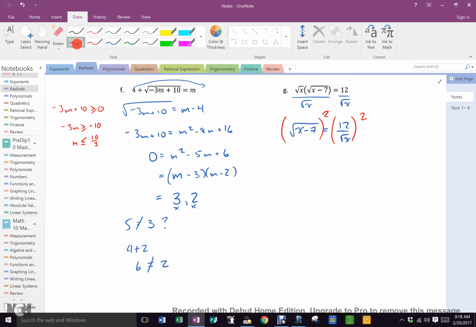What do I get on the left side now? X minus 7. What do I have on the right side? Ooh. 144 over x. Everyone's okay, yeah? Now what would you do with that? Think to grade 9. What don't you like there? I don't like that x in the denominator, so what do I do to it? Multiplying. Multiply both sides by x. What happens to this x? Cancels. This is now x squared minus 7x equals 144.